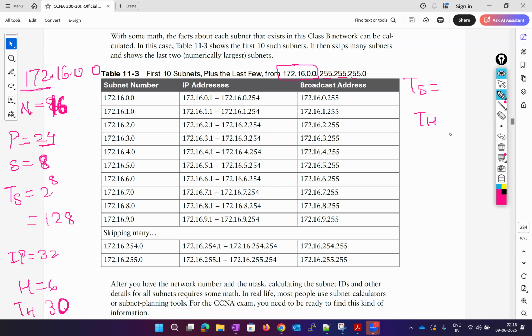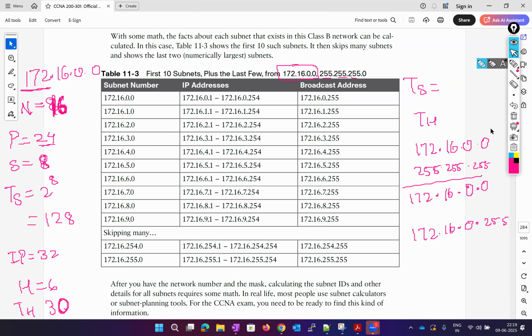So one subnet, one of your subnets. Okay, so 172.16.0.0. Let's try to find out the network ID and the broadcast ID, right? 255.255.255.0, right? So you have 172.16.0.0 as the network ID and 172.16.0.255 as the broadcast. Now, what does this mean? What is the significance of this?